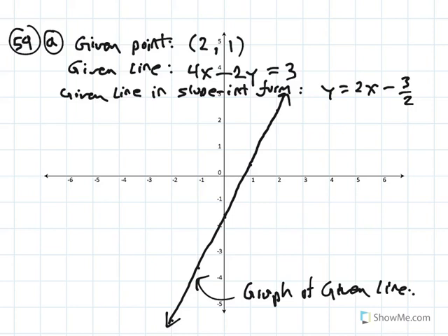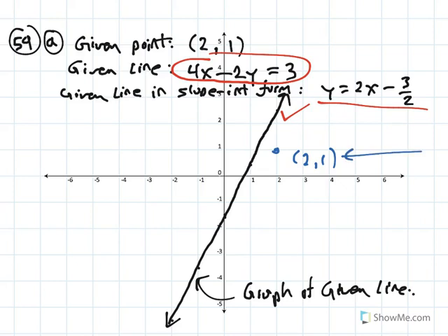So we're going to represent what we just did graphically. So the given line is 4x minus 2y is equal to 3. When we write that in slope-intercept form, this is what we get. And when we graph it, this is the graph that we have. So the given point is the point 2, 1, which would be right here. That's the given point, 2, 1. And we found the equation of the line that passes through 2, 1 and is parallel to the given line.